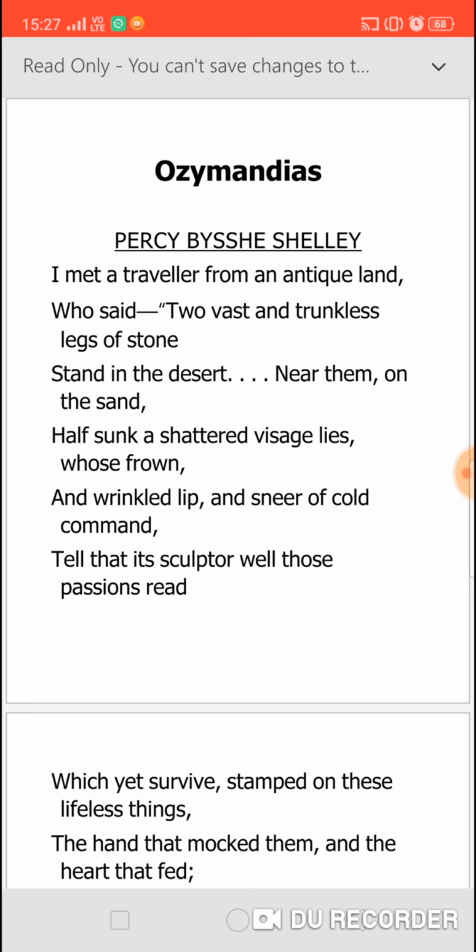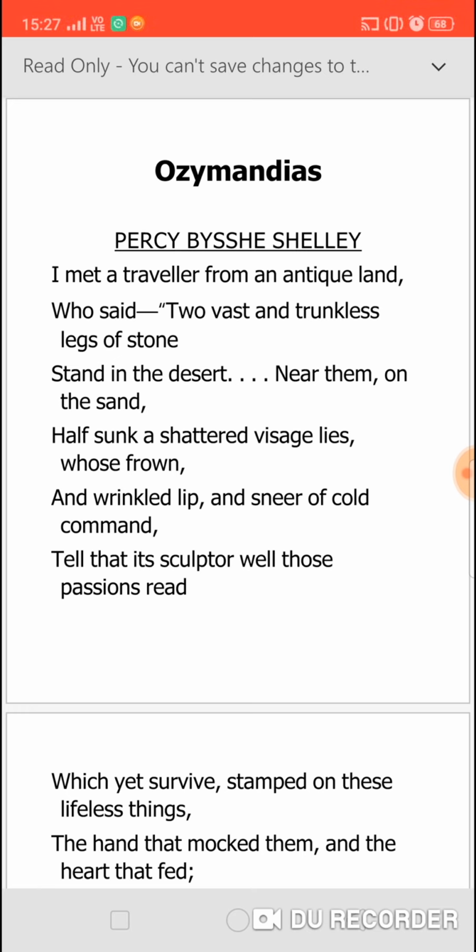And Ozymandias is the name of an Egyptian king, Ramesses. And it is said that he wanted to erect a huge statue so that he could show to the world that he is a very powerful king. And we will see in this poem what Shelley is going to say.